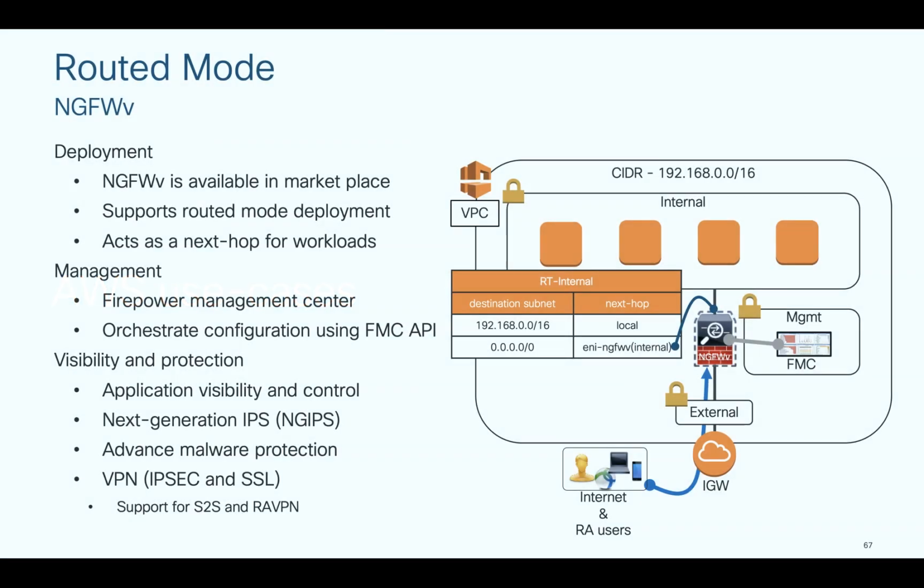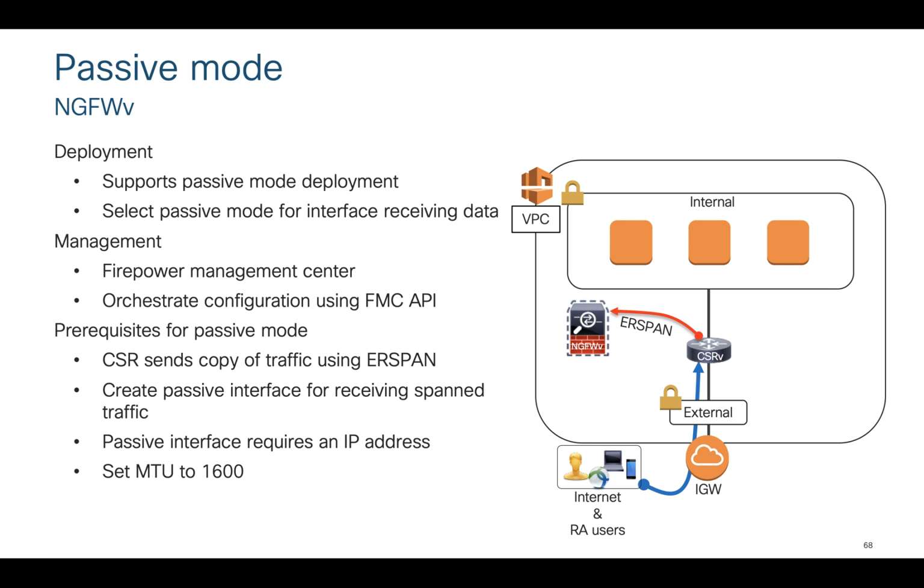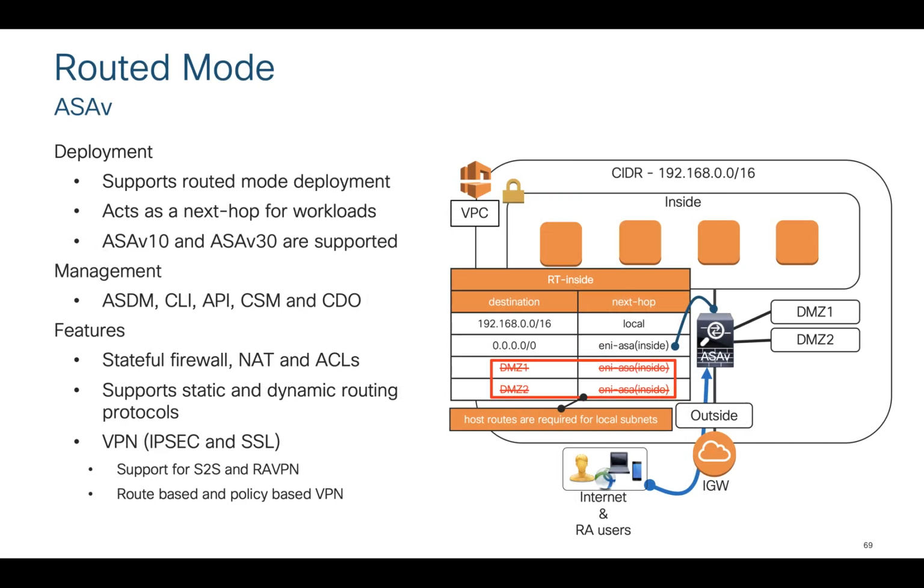AWS use cases are similar. You can deploy firewalls at the edge in routed form. You can manage it using Firepower Management Center, and orchestrate configuration using APIs, those kinds of things. Then you have passive mode deployment as well. For passive mode deployment, you need to make sure that your MTU is set to 1600. You have an IP address on the interface of your firewall, which is a passive interface, and you need to ensure that you have ERSPAN coming from the CSR. So if you just need visibility rather than inline blocking of the traffic, you can always deploy your device in passive mode.